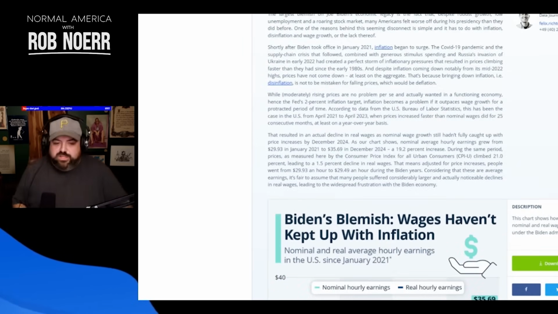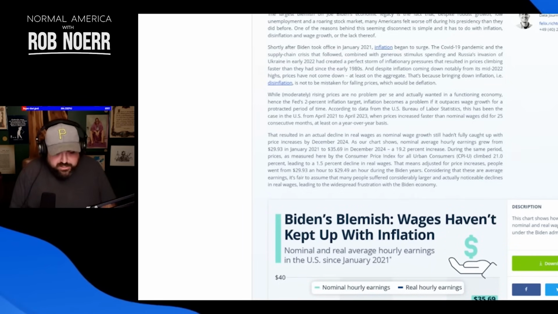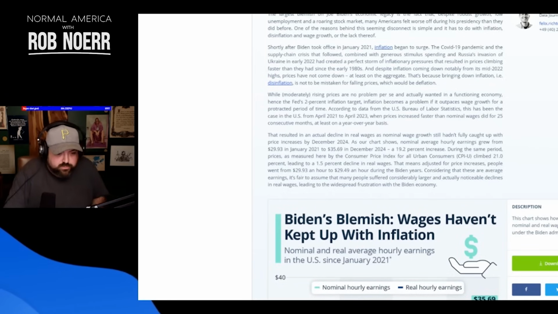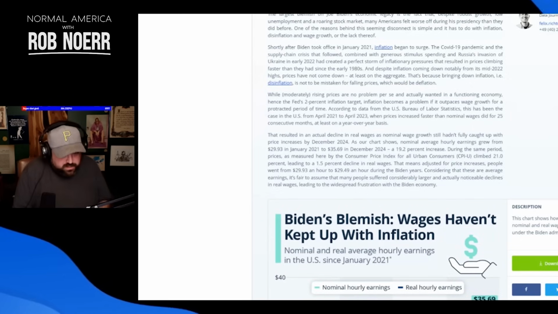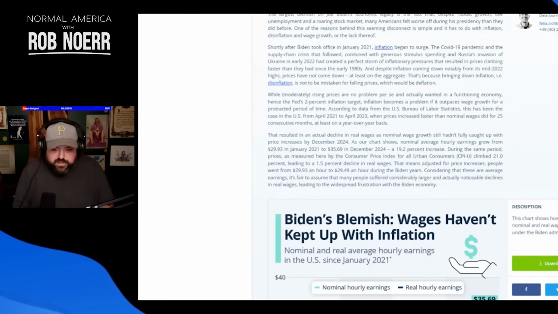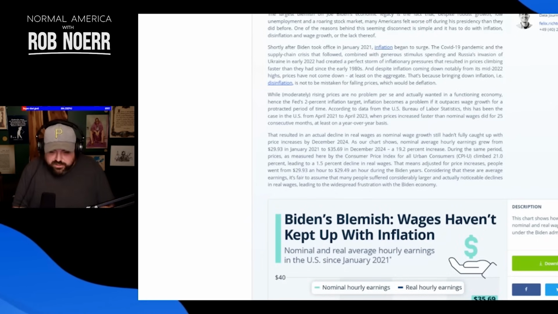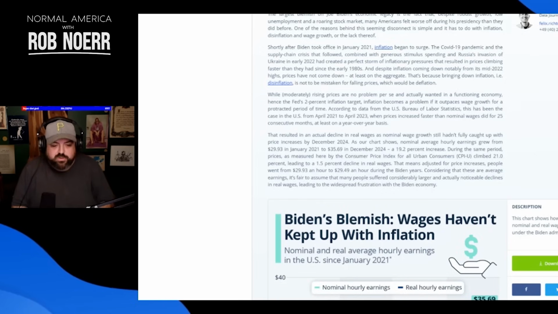That resulted in an actual decline in real wages as nominal wage growth still hadn't fully caught up with price increases by December 2024. As our chart shows, nominal average hourly earnings grew from $29.93 in January 2021 to $35.62 in December 2024, a 19.2% increase. During the same period, prices, as measured here by the Consumer Price Index for all urban consumers, climbed 21%, leading to a 1.5% decline in real wages. That means adjusted for price increases, people went from $29.93 an hour to $29.49 an hour during the Biden years.